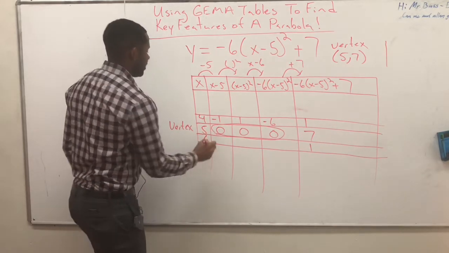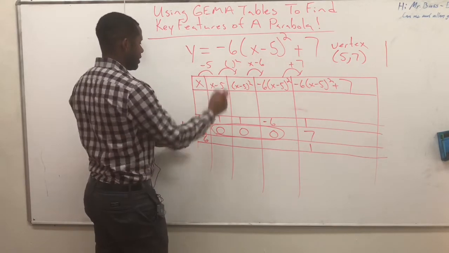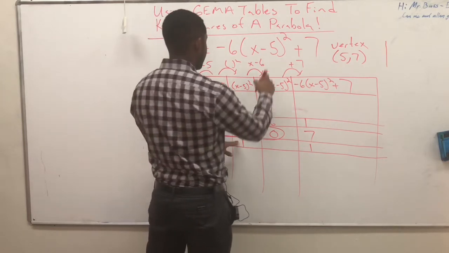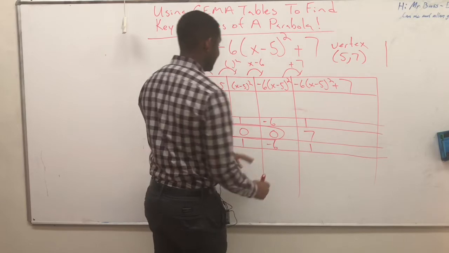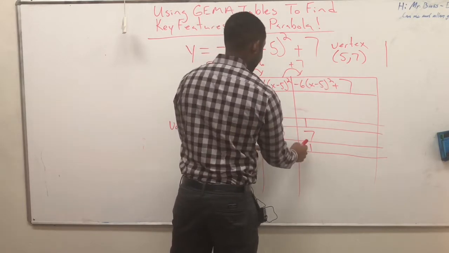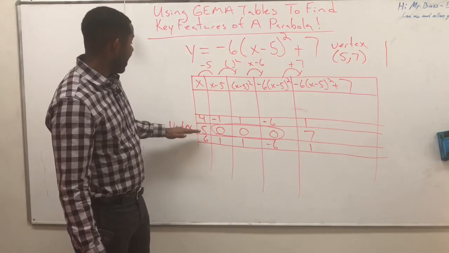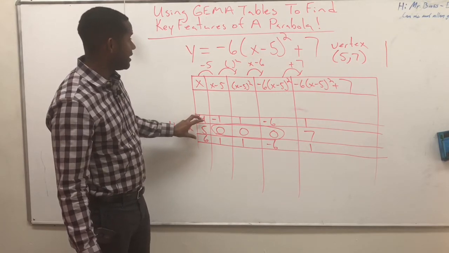So this will be a 6. See if our symmetry happens. 6 minus 5 is 1. 1 squared is 1. 1 times negative 6 is negative 6. And negative 6 plus 7 is 1. I see my symmetry. I'm feeling pretty confident that I have my vertex. I can see the symmetry on each side.